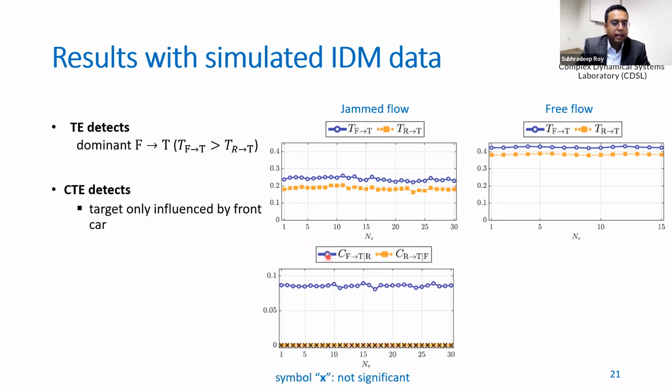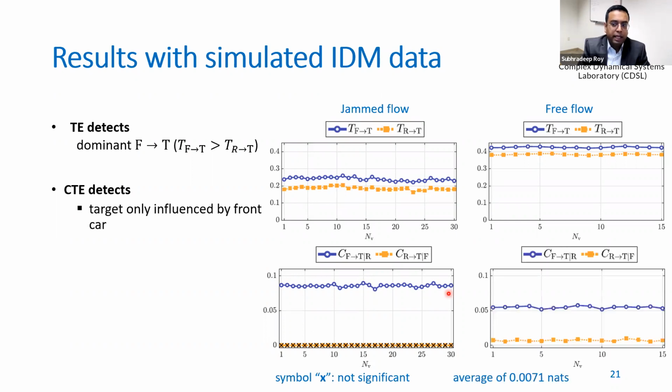So we move on, we apply the conditional transfer entropy over here, and immediately we see for the jammed flow, the conditional transfer entropy identifies that there is no coupling from the rear to target, whereas it identifies that there is coupling from front to target for each of the vehicles. We do the same thing for the free flow. In the free flow, the rear to target values are identified as statistically significant, but they are very, very small and close to zero, an order of magnitude smaller than the corresponding front to target.